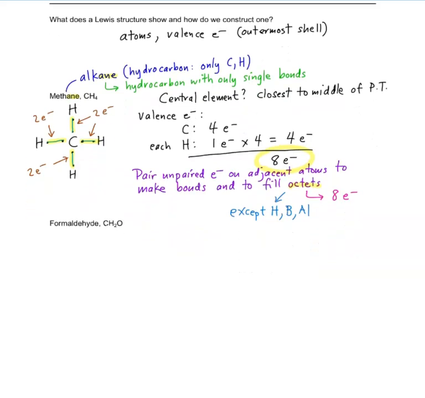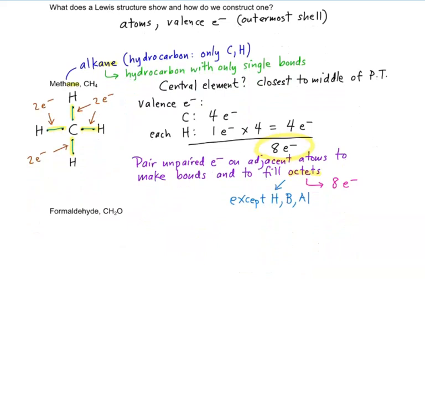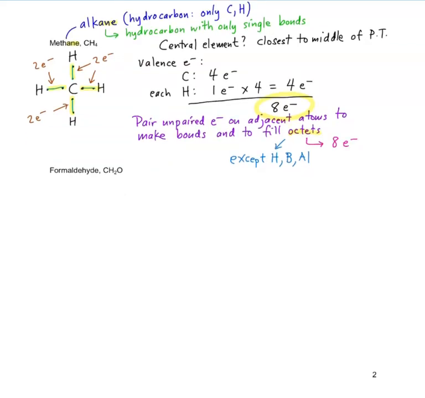So that's a little review of how we would construct a Lewis structure given a molecular formula. So now pause the video and you try this for the next molecule, which is called formaldehyde. Okay, so if you pause the video, then you should have a structure. So let's work through this together.